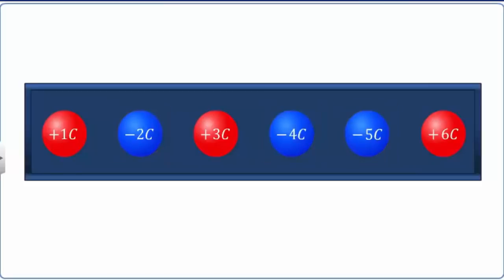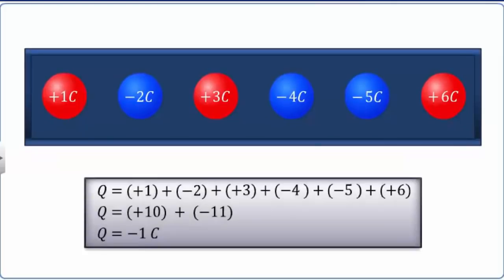We can determine whether a body is charged positively or negatively by finding the algebraic sum of all charges on the body. For example, if a body is given 6 charges, all in coulomb, say plus 1, minus 2, plus 3, minus 4, minus 5, plus 6, the algebraic sum would be minus 1 coulomb, which means it is a negatively charged body.